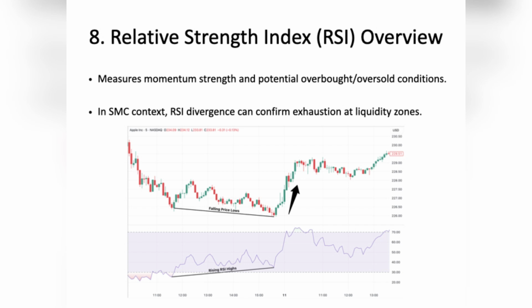Now, let's talk about the Relative Strength Index, or RSI. The RSI is a momentum oscillator that measures the speed and change of price movements. For us in SMC, it's not about simple overbought or oversold signals. We use it to spot divergences and understand momentum shifts.